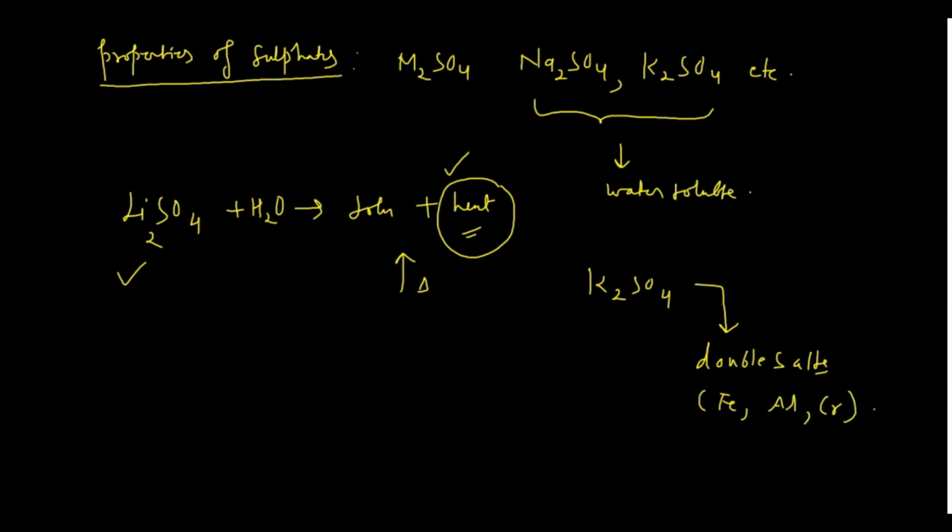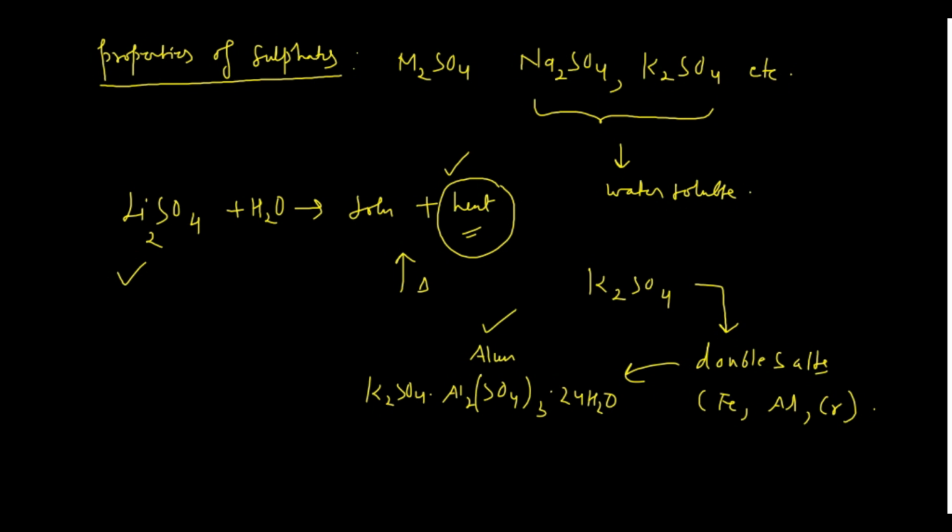All double salts can form. A very famous double salt is K2SO4·Al2(SO4)3·24H2O. This is potash alum, and it is a double salt. This 24 is the water of crystallization, and many other double salts you can also form. Potassium forms alum, sodium can form alum, but lithium is not known to form alum.